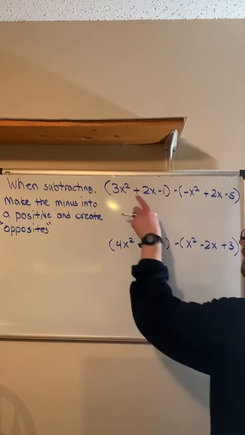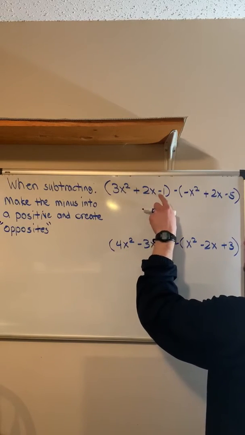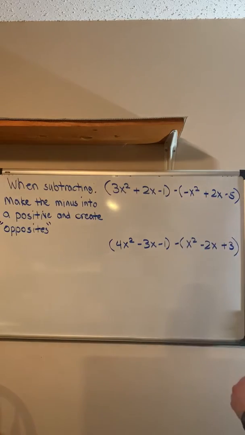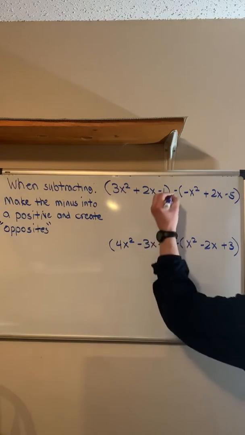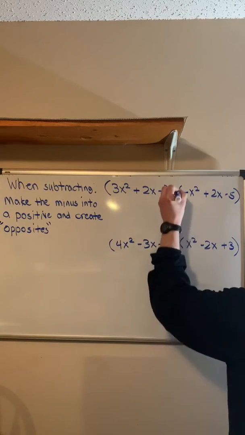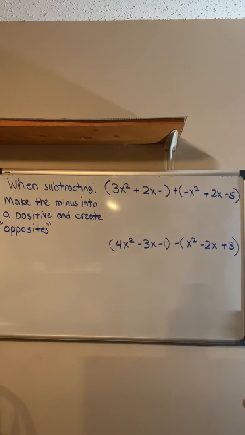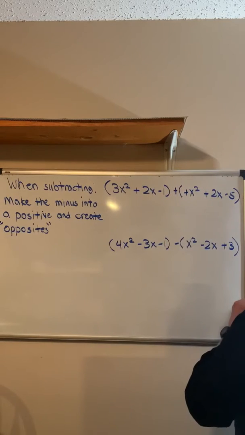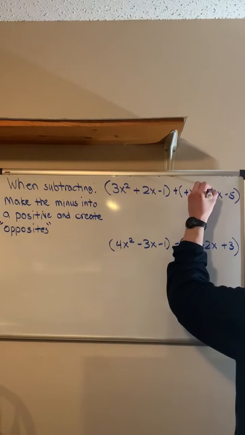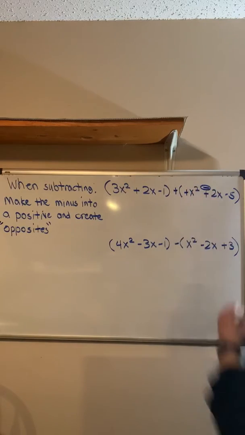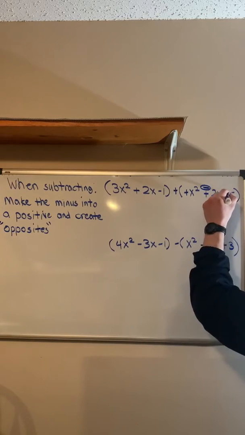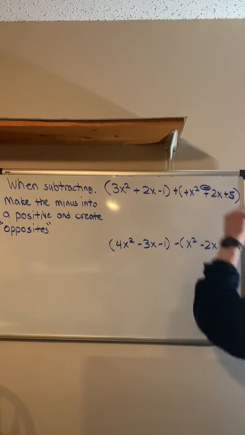So here I've got 3x squared plus 2x minus 1, and that's minus a negative x squared plus 2x minus 5. So here's what I do. I've got a subtraction right in the middle. I'm going to make this into an addition, and I make everything here into its opposite. So the opposite of a negative x squared is positive x squared. I'm going to make this positive 2x into a negative 2x. I just give it a circle. And then this here, a negative 5, that's going to turn into a positive 5.